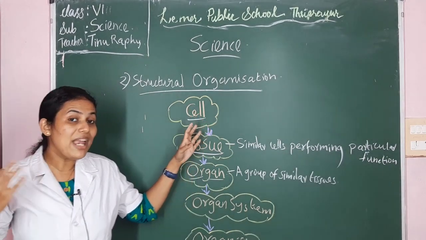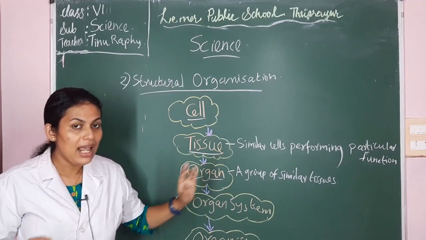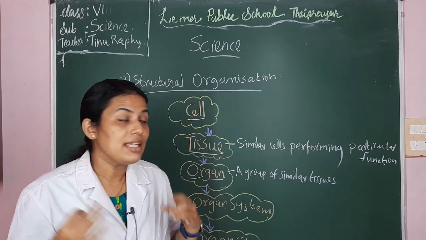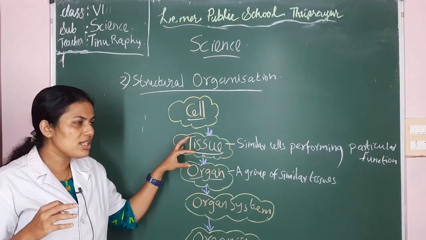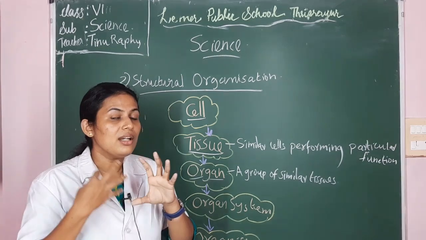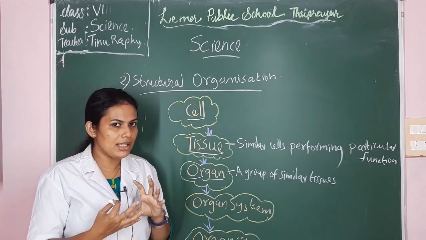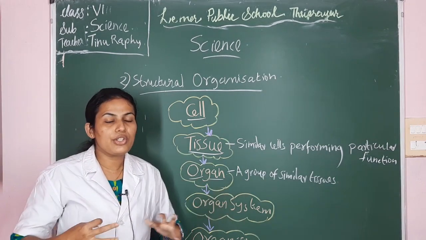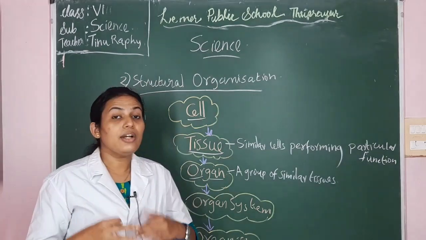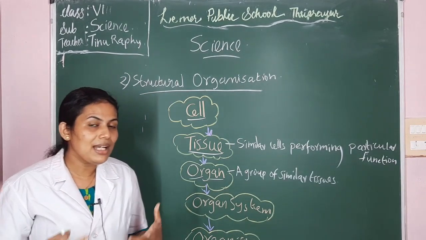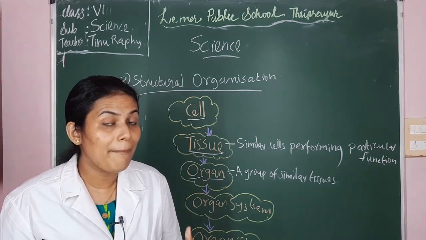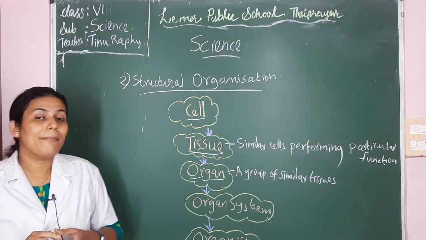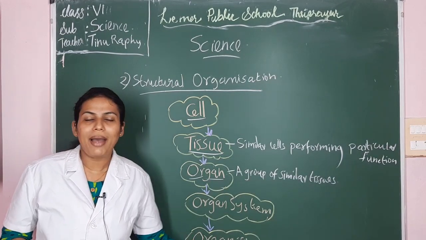The basic unit of an organism is the cell. Similar cells performing a particular function join to form tissues. Tissues are the combination of similar cells, isn't it? Now, the tissues combine to form an organ. A similar group of tissues combine to form an organ. A group of organs performing a similar function coordinate themselves and combine to form an organ system. Now, many types of organ systems combine to form an organism.